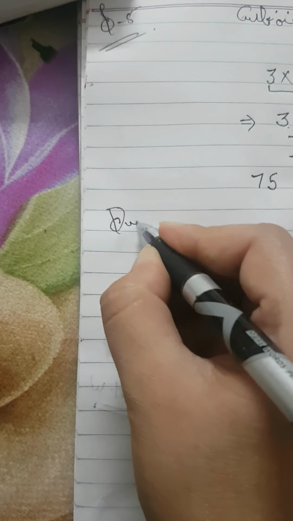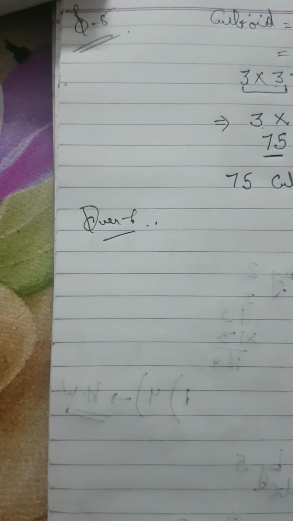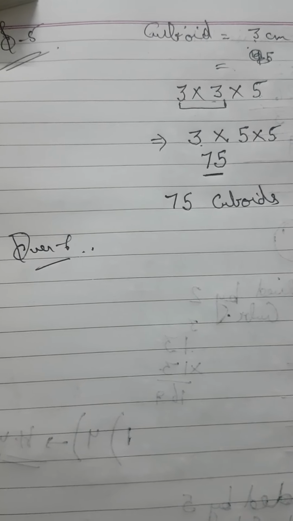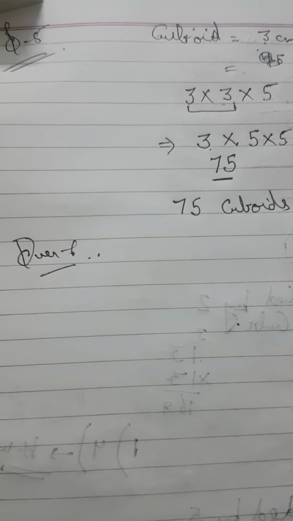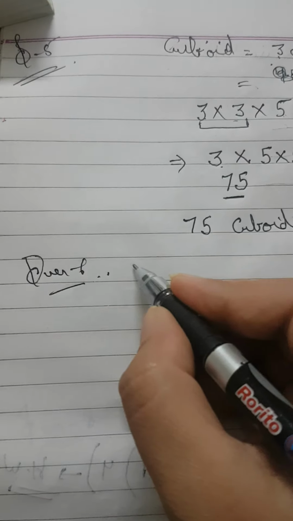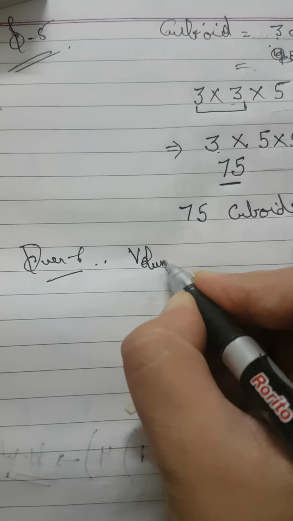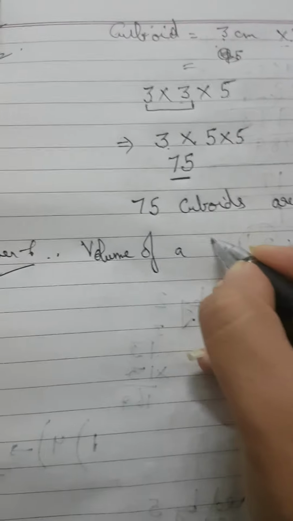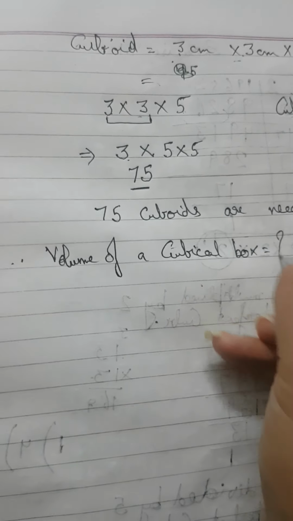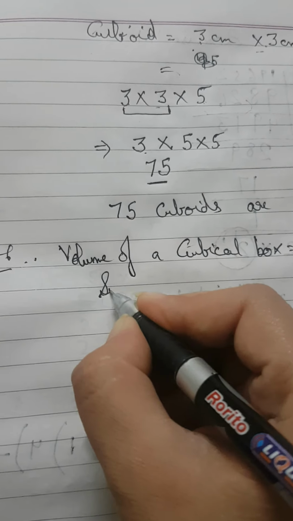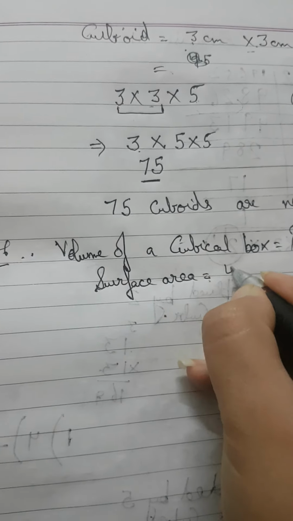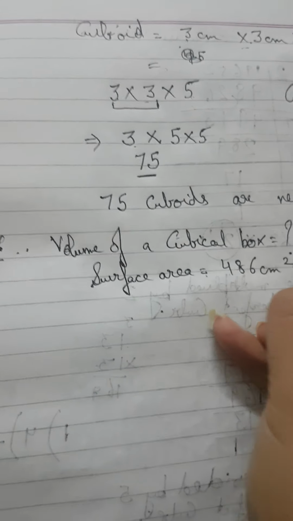Moving to question number 6. Find the volume of a cubical box whose surface area is 486 centimeter square. They are asking you to find the volume of a cubical box, but its surface area is given to you: 486 centimeter square.